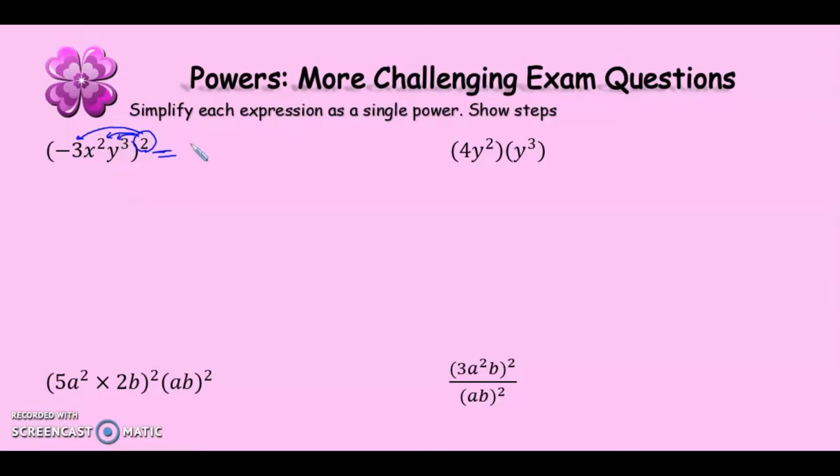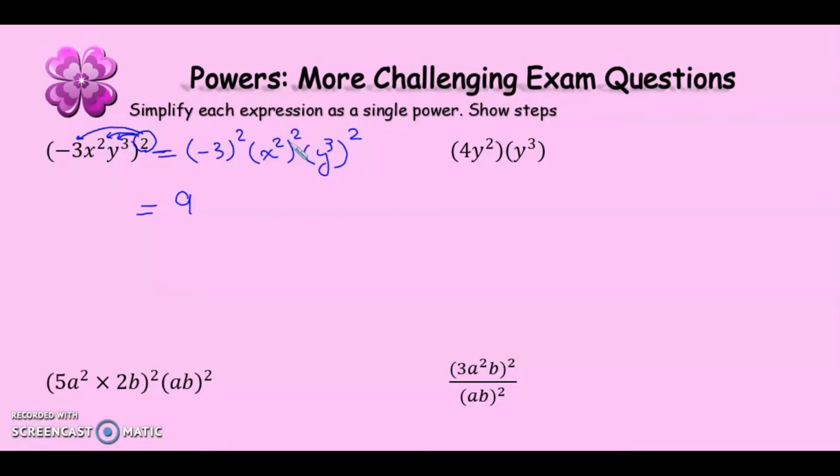So let me just list it. Therefore, -3 should be raised to the 2, this outer exponent, and then inside I have x squared, which should be raised to the 2, and then I have y cubed, which should be raised to the 2 as well. Then simply calculate the exponents. -3 to the 2, you know that would be 9.